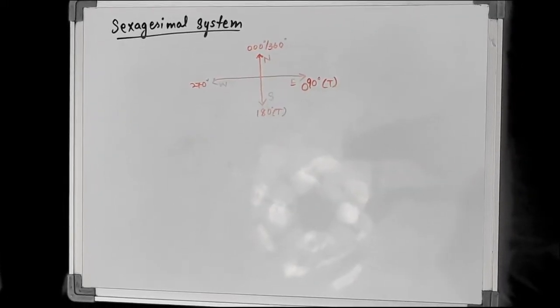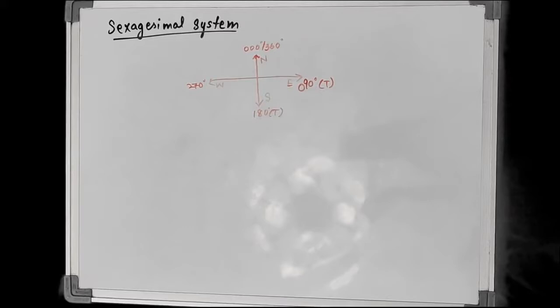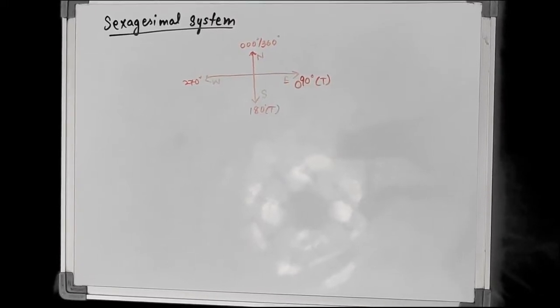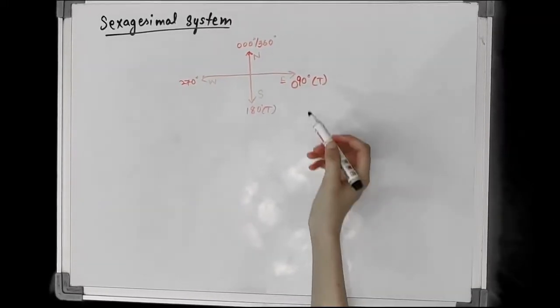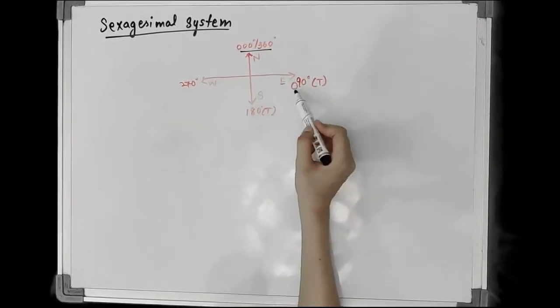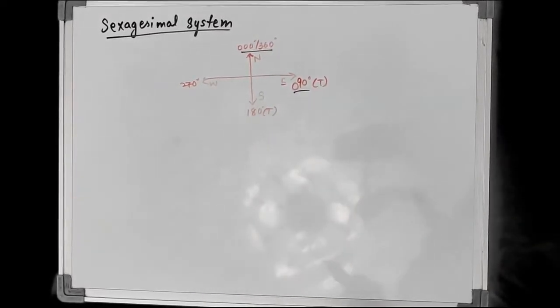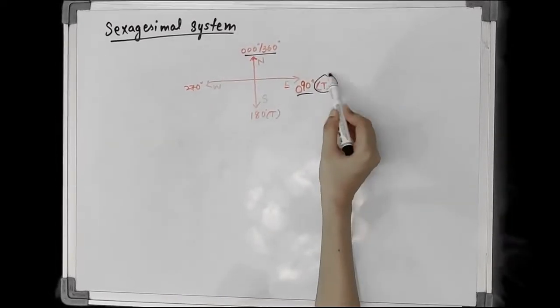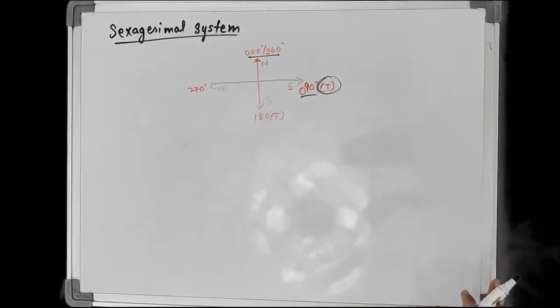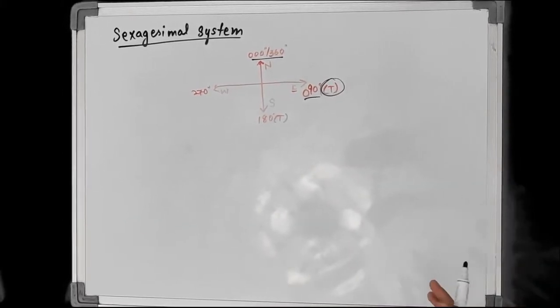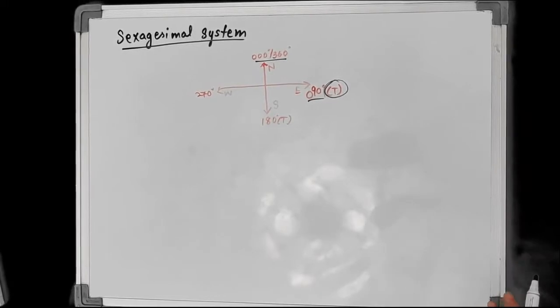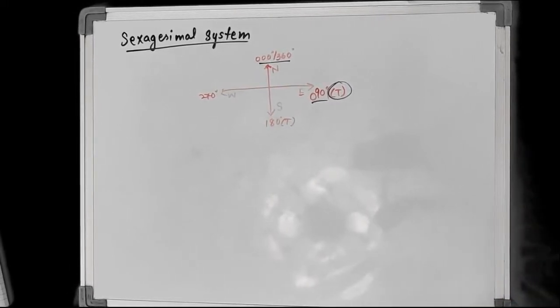Sexagesimal system. To define directions more accurately, we use this system. In this, we are defining directions using degrees and minutes. These directions are true directions. These are not the magnetic directions, and we will learn more about true directions and magnetic directions in further videos.